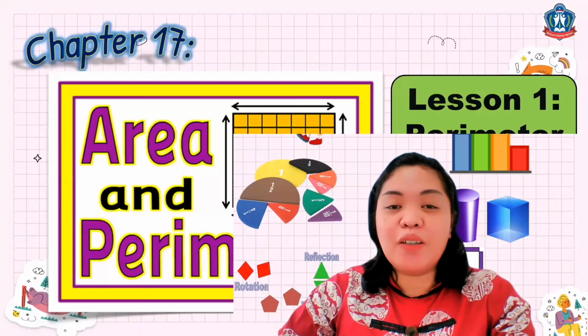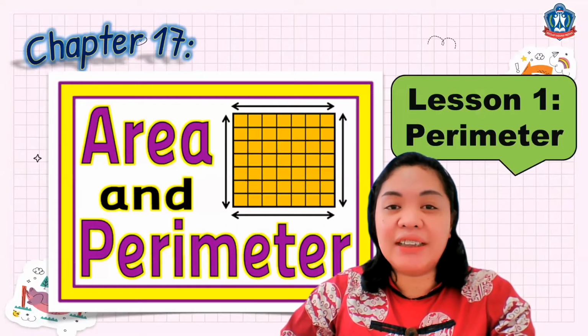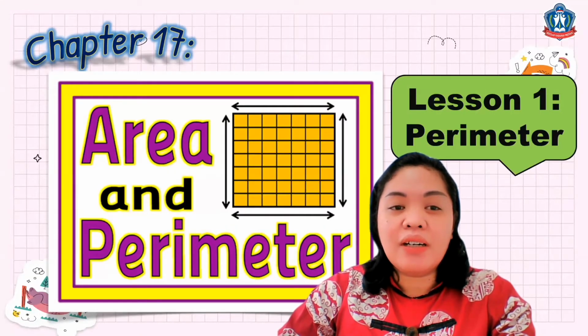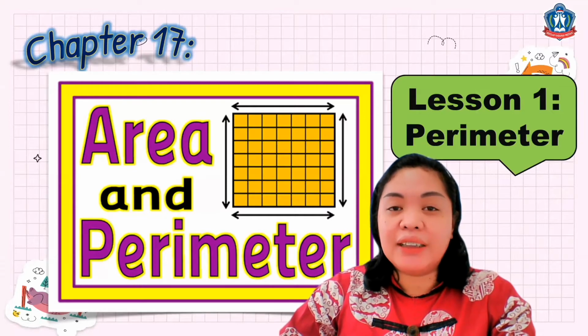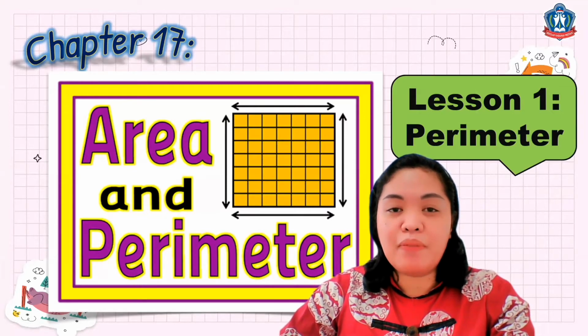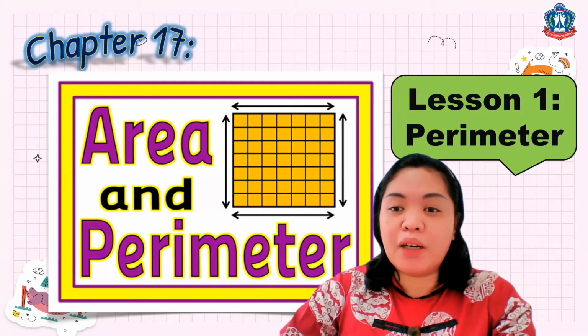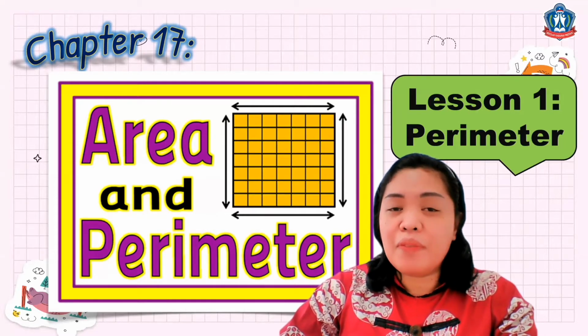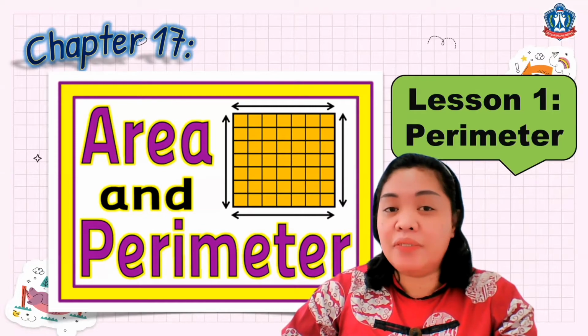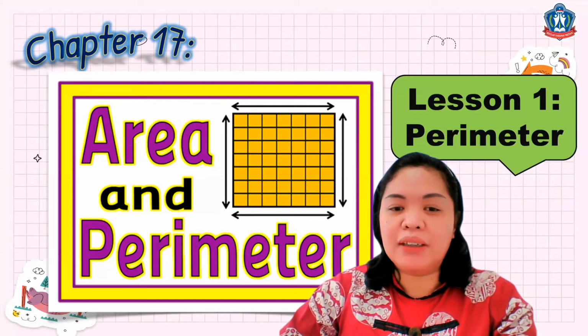In this video, you will learn Chapter 17. We are now on Chapter 17 and it talks about area and perimeter. So in this video, you will learn Lesson 1. It's about perimeter. Are you familiar with this lesson, children? So in this video, you will learn perimeter.